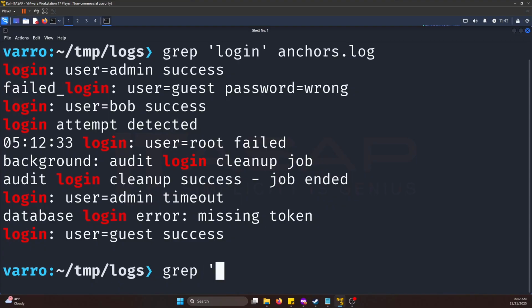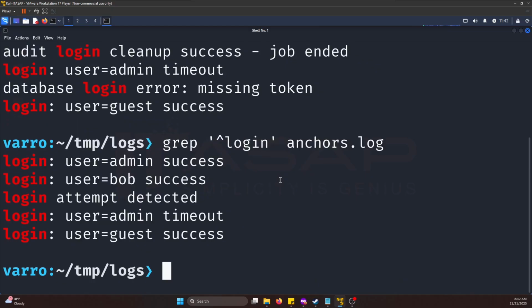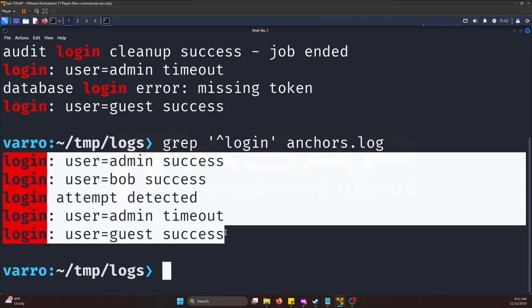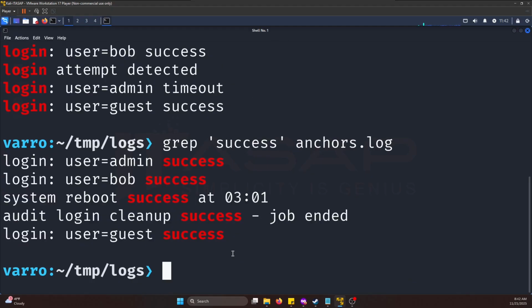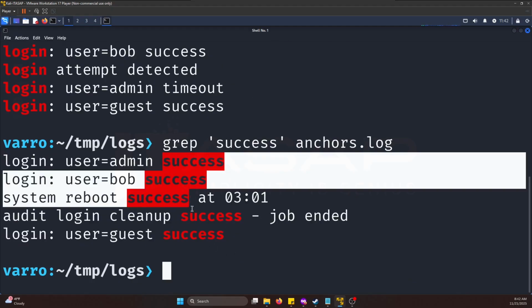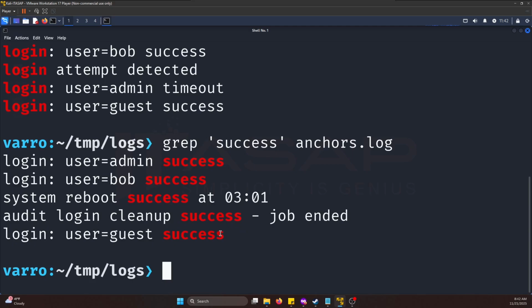Grep caret login anchors.log. Here's all of our login attempts. Now, what if we only want to see successful logins? Let's just grep the pattern success. We see success multiple times, but it looks like successful logins only occur at the end of a line. So we'll use the regex line anchor $ sign.